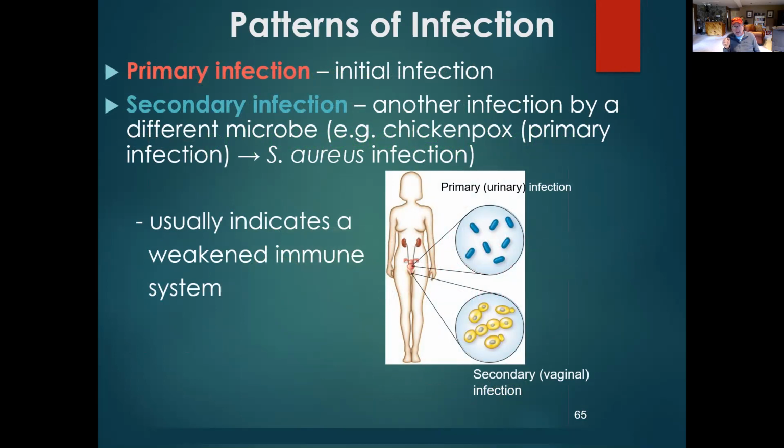And typically, we can also think of this as, well, secondary infections can set up at a site different from where the primary one does. And as it mentions here, this can often be due to a weakened immune system of the individual.